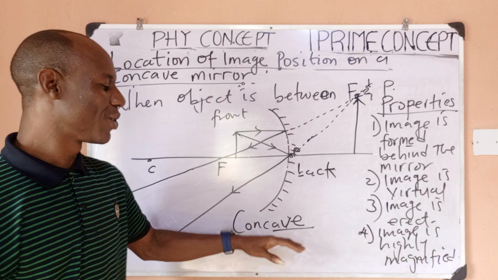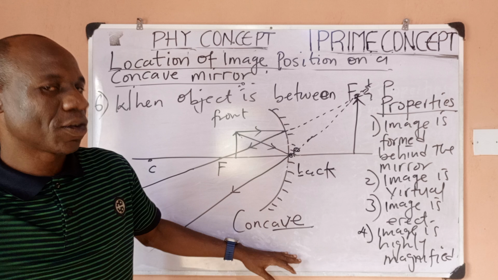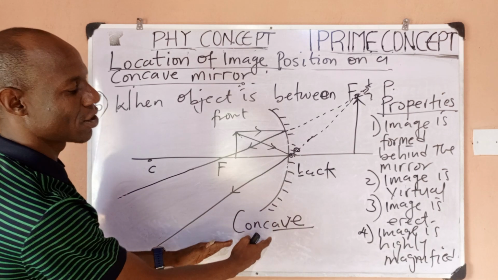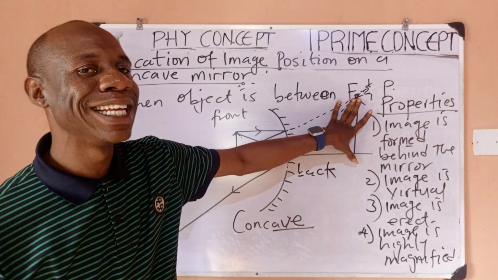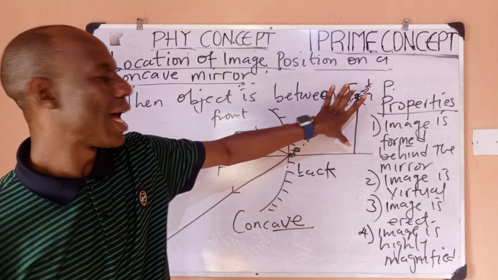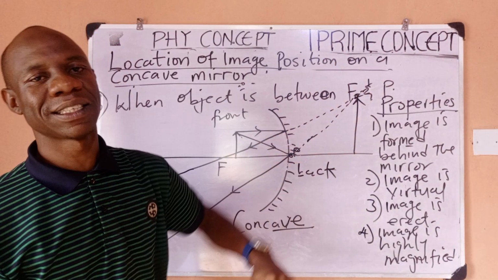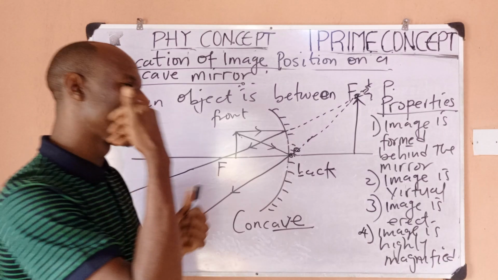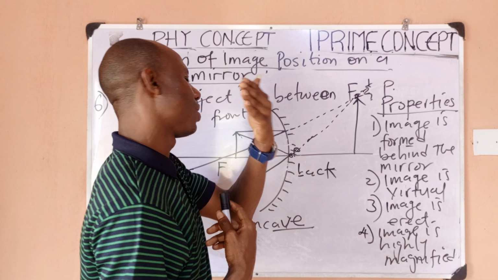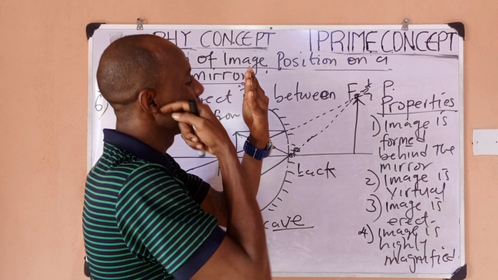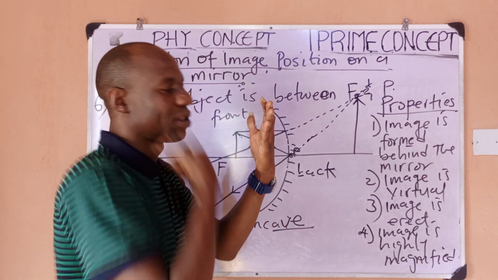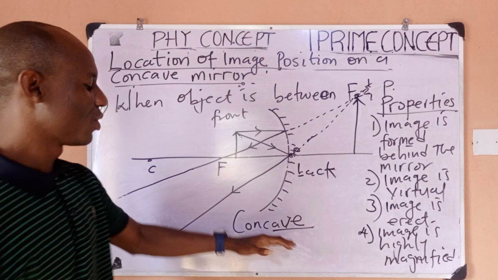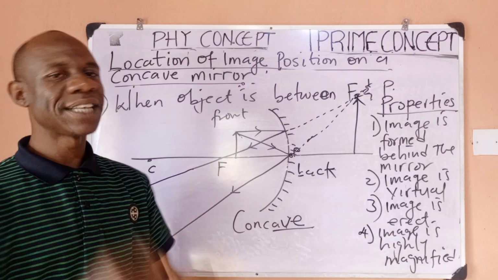And why do we use it as a shaving mirror and not the convex mirror? It is simply because the concave mirror is capable of producing a high level of magnification, and it produces an erect image. So you want to shave, you want a mirror that when you're viewing yourself, you would see those hairs very magnified so that you can know which of them you still need to remove. So that is why we use our concave mirror as a shaving mirror.